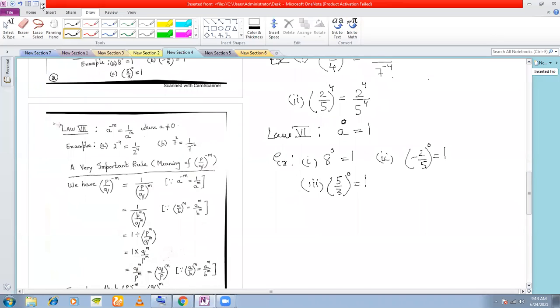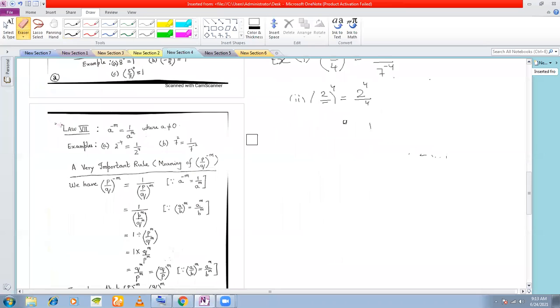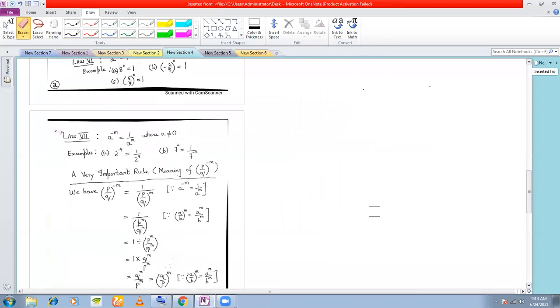Okay, and meaning of negative power, we have written this as law 7. Okay, but this is actually the meaning of negative power. What do you mean by a negative power? And this definition is very, very important. Law 7. Okay, in this, if you have a negative power, then you can write this as 1 by a to the power of a positive power.